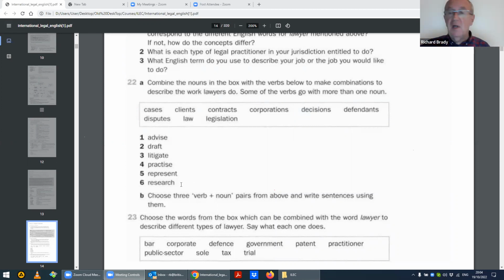Right, now, research, last one. What can you research? I can see 3 things at least that we can research. What can we research? We research cases, we research law. What else can we research? There's one other there which we haven't used yet in any of the other verbs. There's something else we can use.